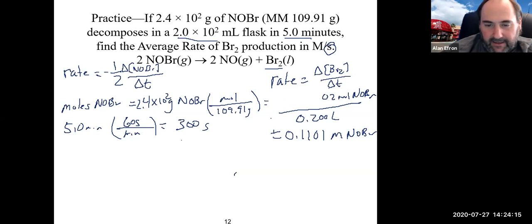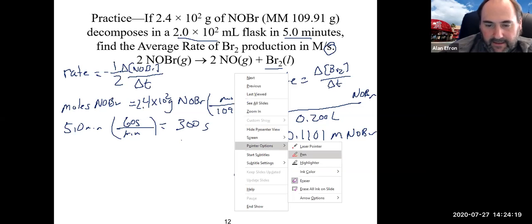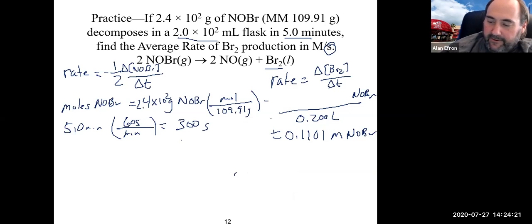Let me try that again here. I think I lost a number along the way there. All right, one more time here. 2.4 to the 2 divided by 109.91 should give me a better number of 2.184 moles. That seems better. Divided by my 0.2 gives me 10.92, which is much better as well.